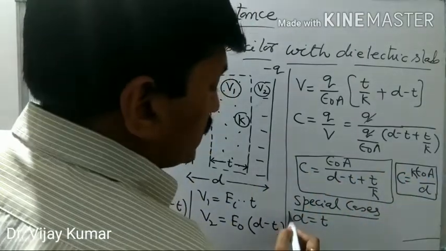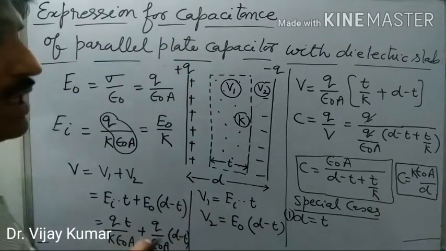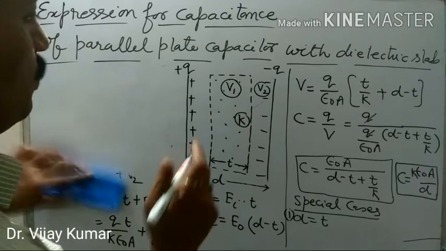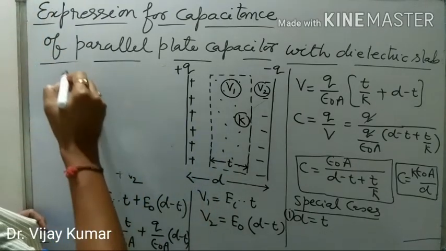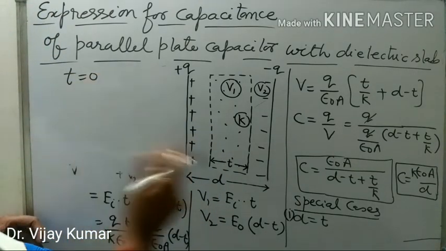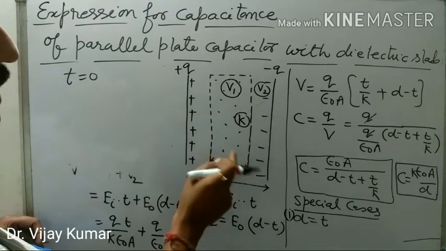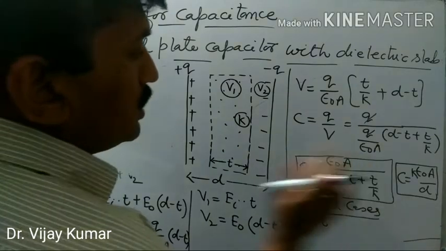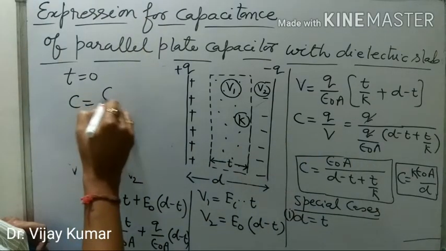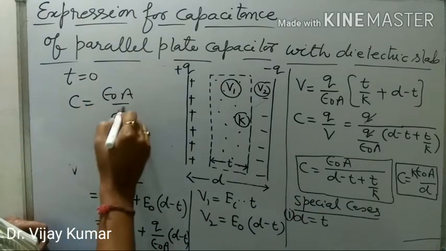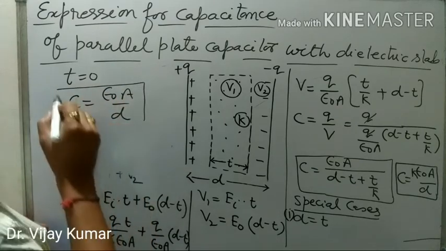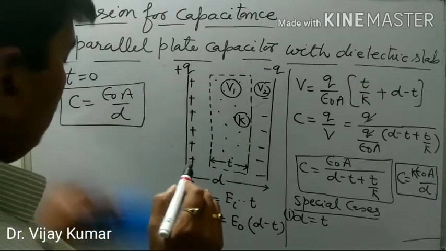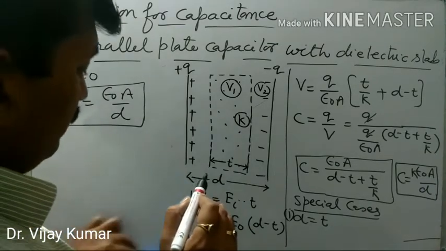This is the first case. Now the second case: if there is no dielectric in between these two plates, it means T is equal to 0. T equal to 0 means that term is 0, and C becomes epsilon naught A upon D. If no dielectric is available in between the plates, then capacity is epsilon naught A upon D.